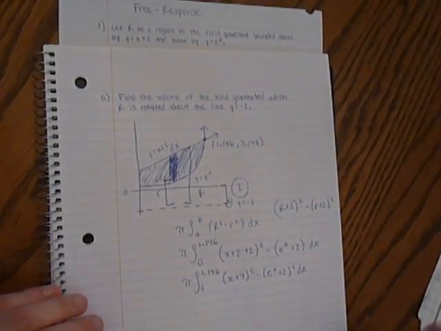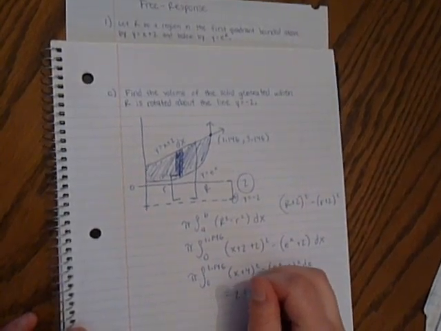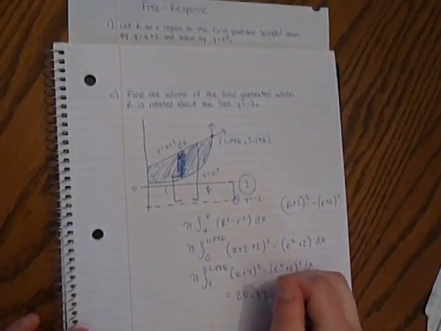And to simplify, all you have to do is go into your calculator and you can go ahead and type this in and it'll give it for you, and the answer is 20.349.